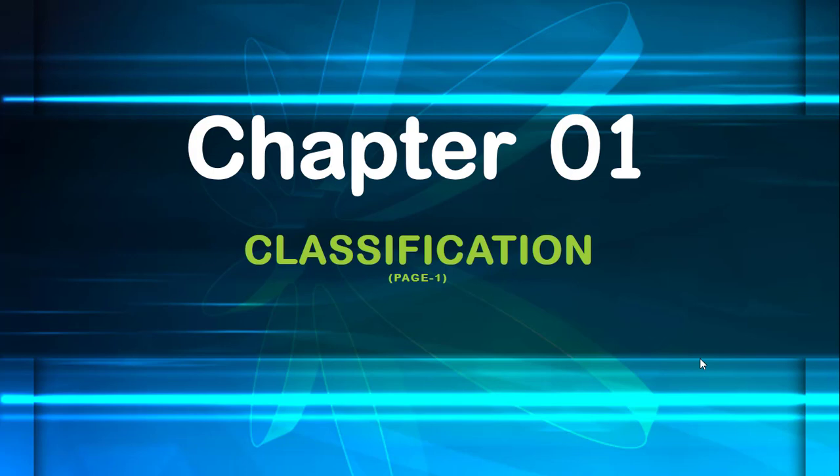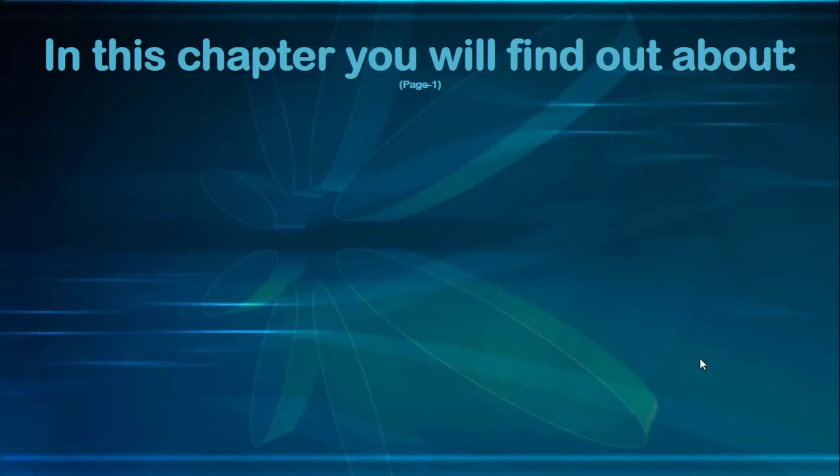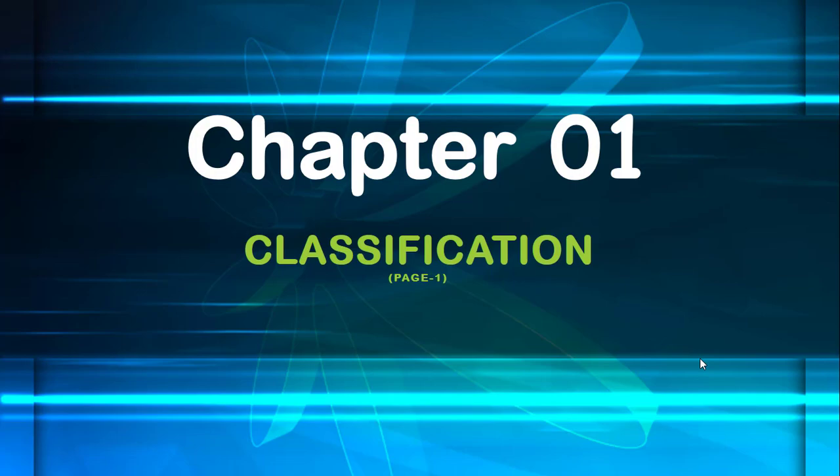I would like you to open your books at page 1. When you open the book at page 1, you will see chapter number 1. And in chapter number 1, you will study all about classification. Now, let me briefly explain the term classification for you. Classification is the arrangement or sorting of living organisms into groups and subgroups.